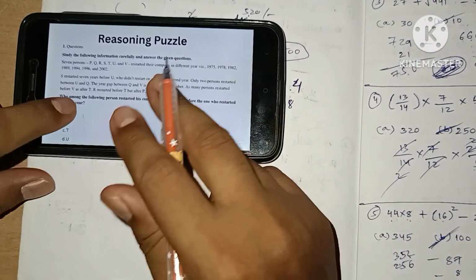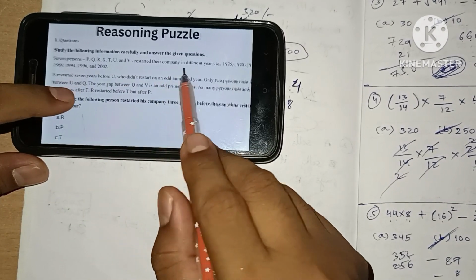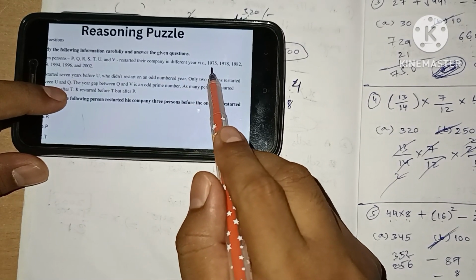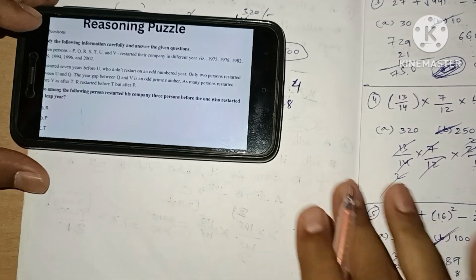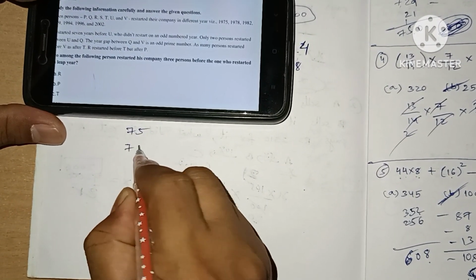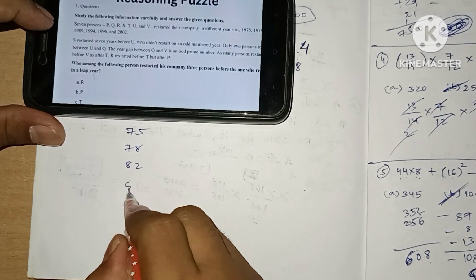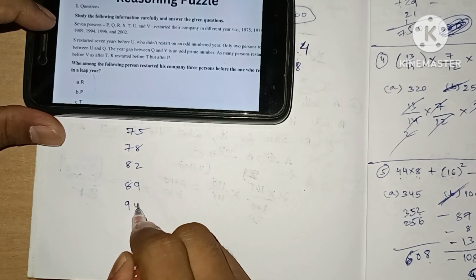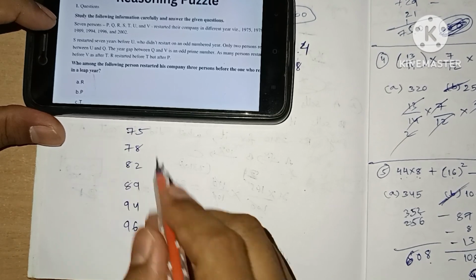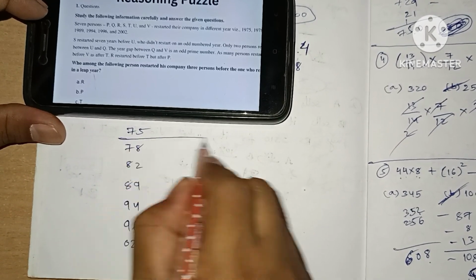For this, first we need to see the question. 7 persons restarted their company in different years. Let's note the years: 1975, 78, 82, 89, 94, 96 and 2002. So these are the years.